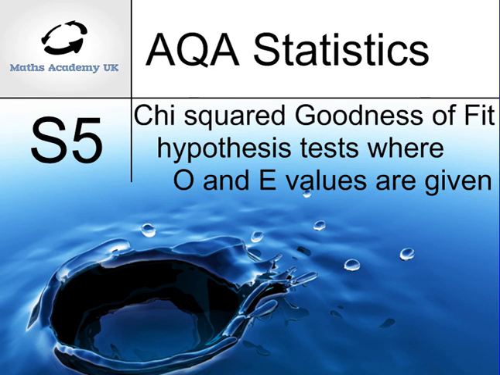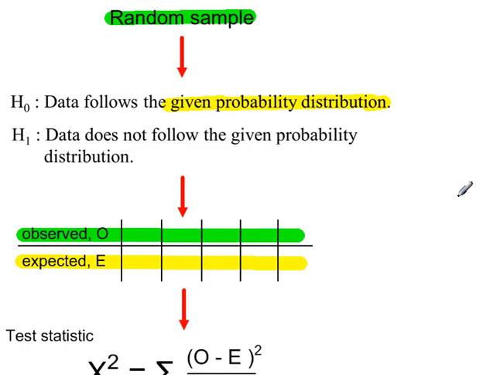Chi-squared goodness of fit hypothesis tests where the table of O and E values is given. So just to summarize the basic method, you start off with a random sample and you test the data from this random sample against a probability distribution. The O values in the table are from your random sample. The E values are typically calculated using the probability distribution, but for the examples in this video you will get a complete table with every value in there.